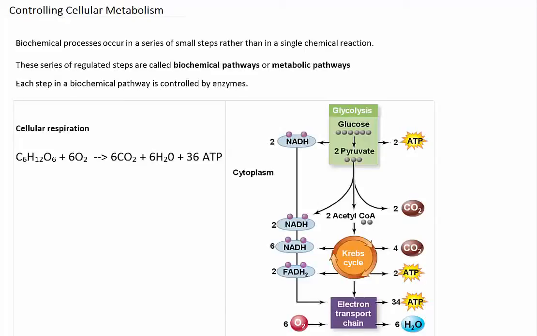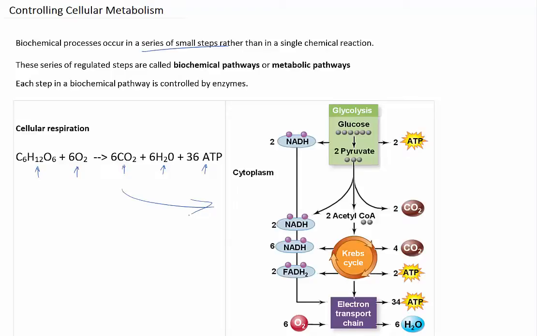Biochemical processes such as photosynthesis and respiration occur in a series of small steps, rather than in a single chemical reaction. For example, cellular respiration is often represented by the formula oxygen plus glucose reacts to form carbon dioxide, water, and 36 ATP. And this represents respiration as a single step, when in fact, cellular respiration occurs in a series of steps which are regulated by enzymes.